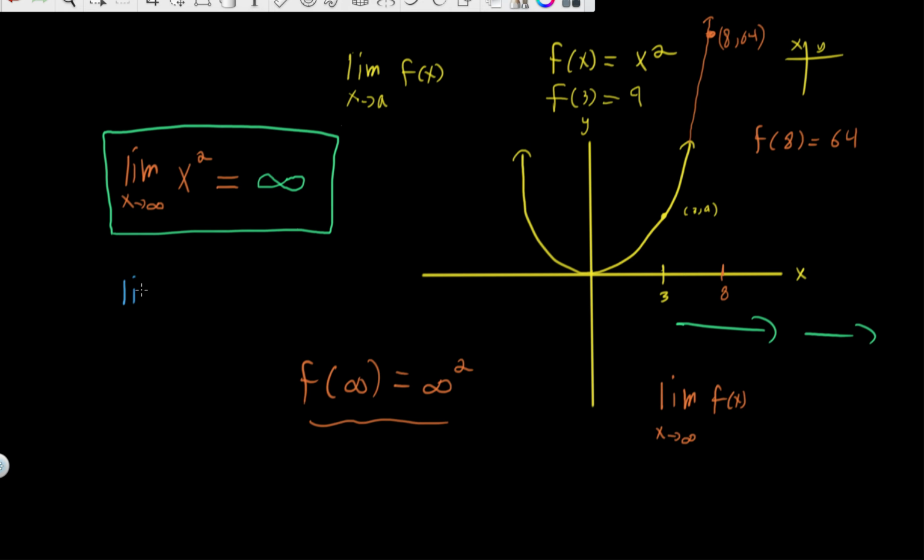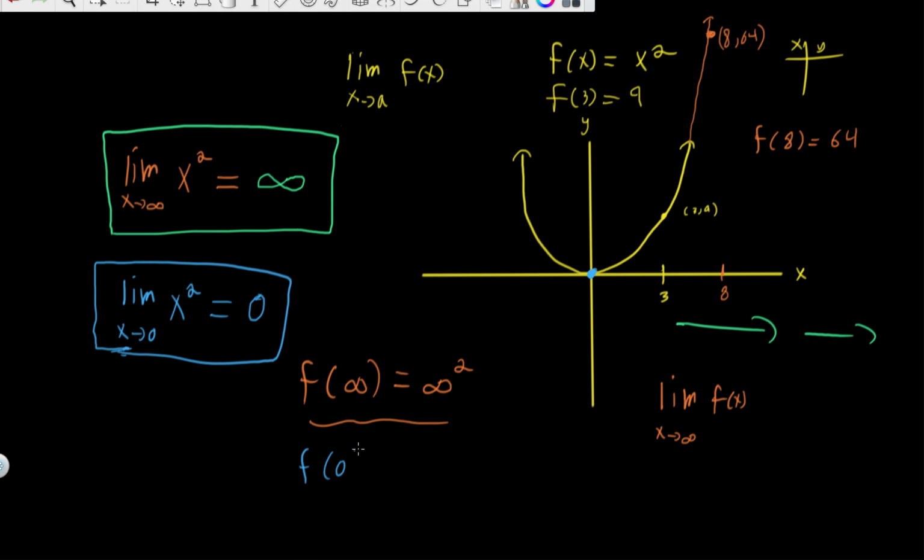Let's say we want to figure out the limit as x goes to 0 of the same function, so the limit as x goes to 0 of x squared. We want to analyze what happens to the function as it approaches 0. Again, that means what happens to the y-coordinate of this function as x approaches 0. This function is very clear on what happens as x approaches 0: the y approaches 0 as well. So the limit as x goes to 0 of x squared is just 0. And for this one, we don't really need to even use limit notation. We already know what happens as x goes to 0, we can just plug it in. We can say f of 0 is 0.